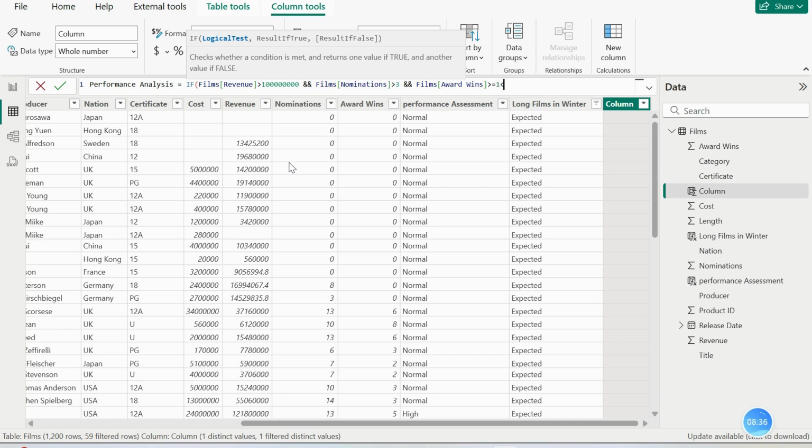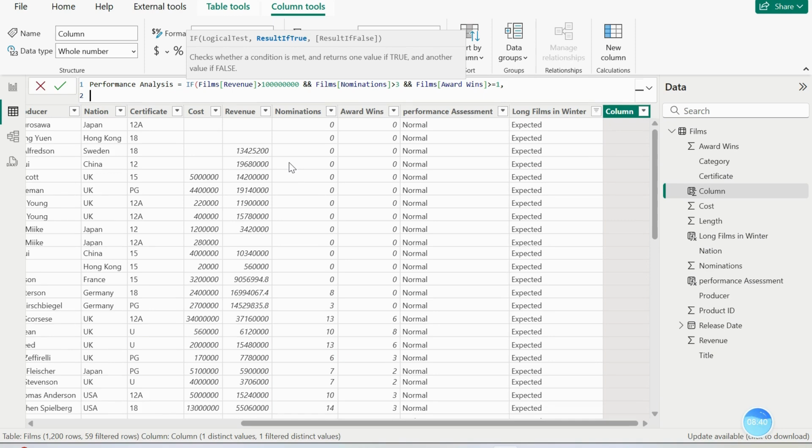Because the indicators are finished here, we use another one. We call it high performance, otherwise we call it normal.